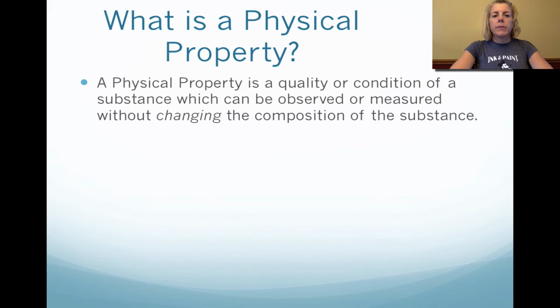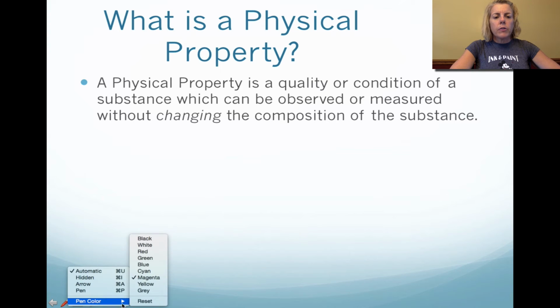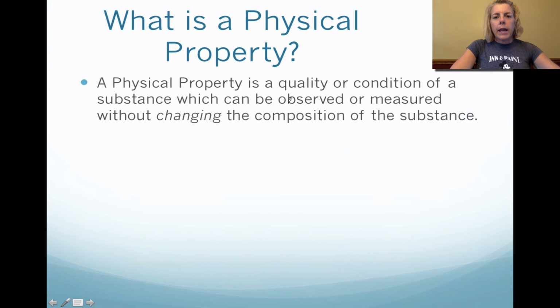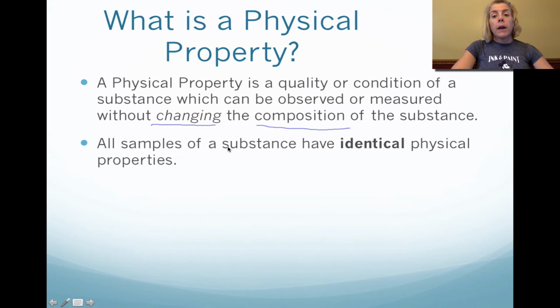Okay, physical properties. So physical properties, please note that we're looking at the condition of the matter. And when you observe it, you're not changing the composition. This is really important. This is how we know what a physical property is. Now, notice that if you have one substance, one type of substance, every time you measure it, it should have identical properties. The physical properties should not change from sample to sample.